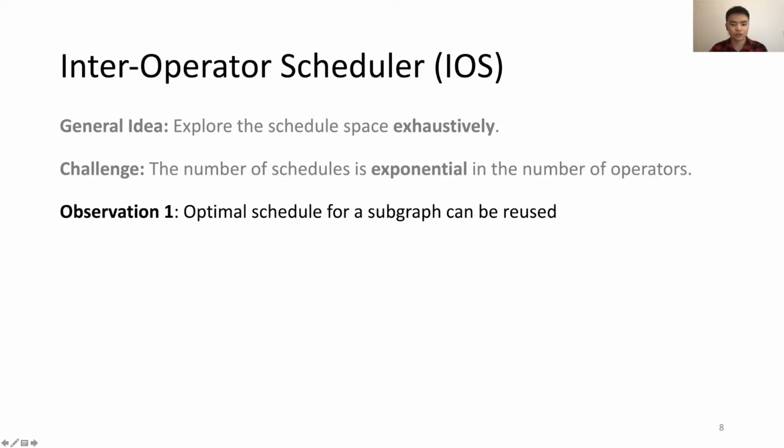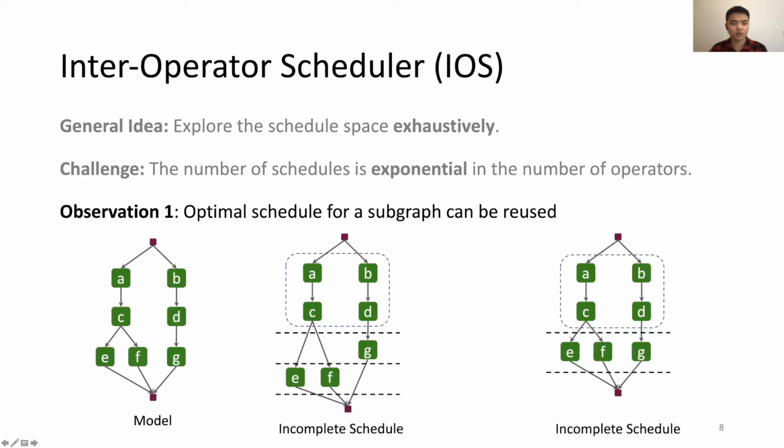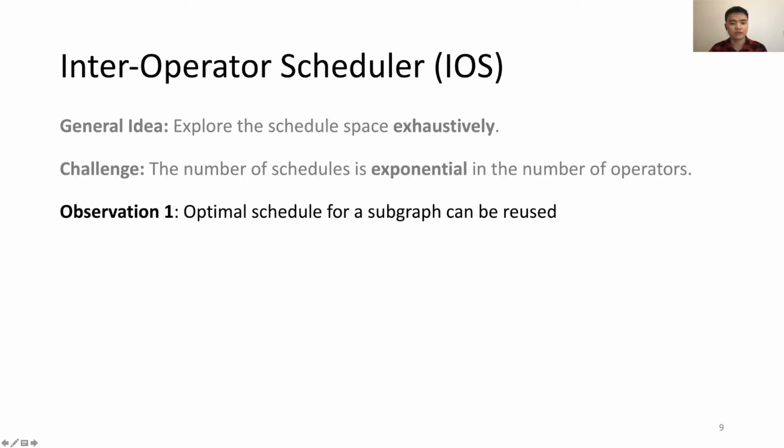To address this challenge, we observe that the optimal schedule for a subgraph can be reused. We take this model as an example. There are two incomplete schedules for this model. Both of them have scheduled operators E, F, and G, and leave operators A, B, C, and D unscheduled. If we find the optimal schedule for the unscheduled subgraph, we can reuse it in the two incomplete schedules. With this observation, we propose to use a dynamic programming algorithm to reuse the optimal schedule for a subgraph. However, the time complexity to schedule a general graph is still exponential in the number of vertices.